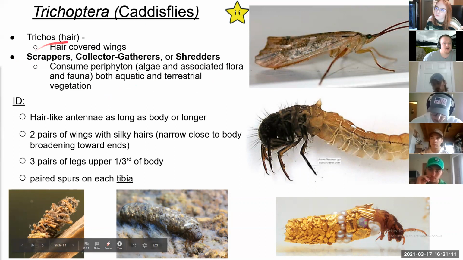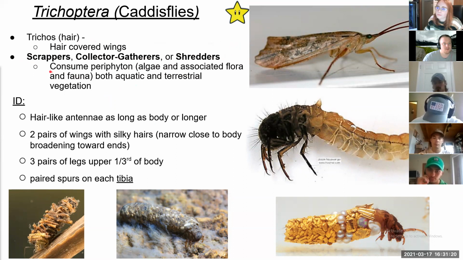These can occupy, depending on species, almost any of the feeding guilds. Generally, they're scrapers, collector-gatherers, or shredders. So they might consume periphyton, which is algae associated with flora and fauna, both aquatic and terrestrial vegetation.